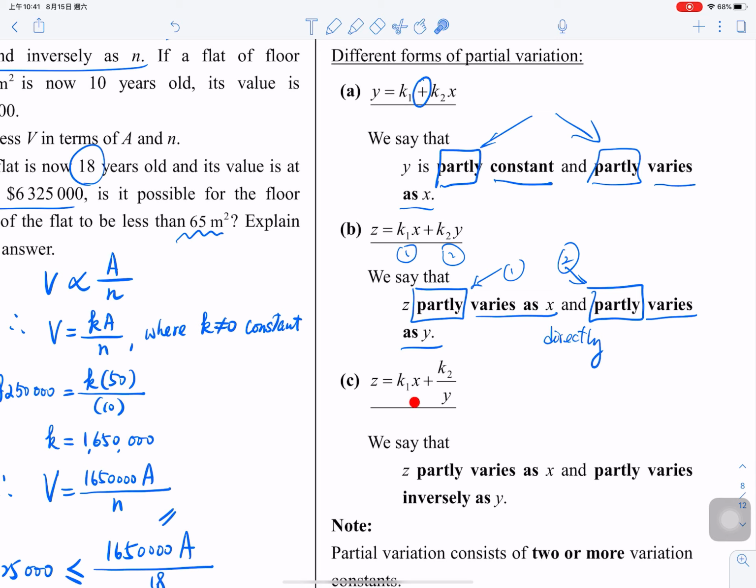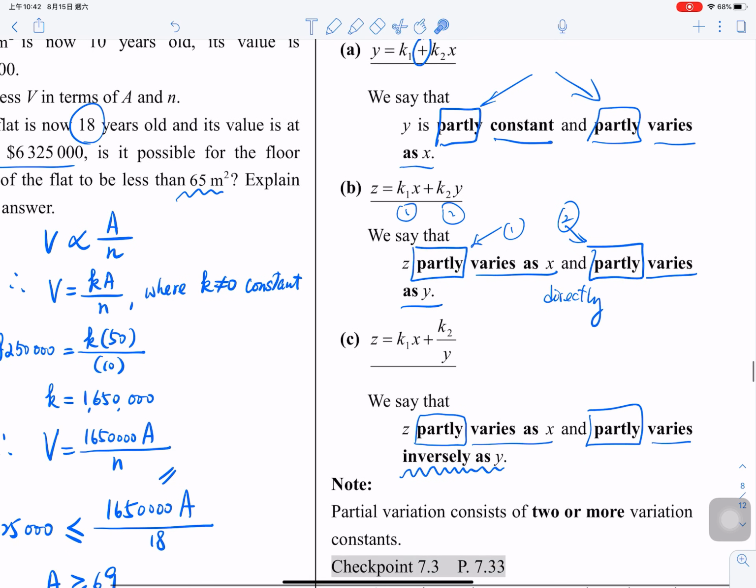Okay? Let's see the third one, C. z equals k1x plus k2 over y. Have a look. Partly varies as x and partly varies inversely as y. So you see the second part inversely as y. Understand? So remember, when you see partly, then separate by the operation plus. Here, partly varies as x, first one. Partly varies inversely as y, second one. So add up these two parts.